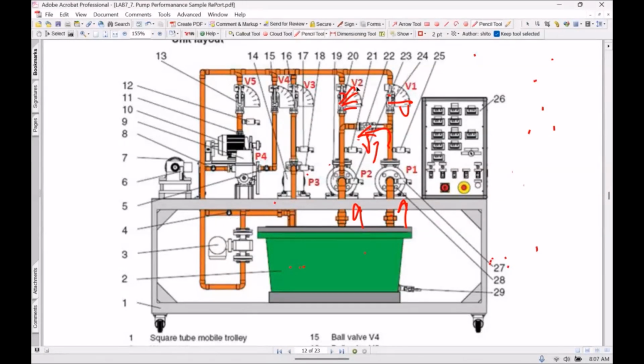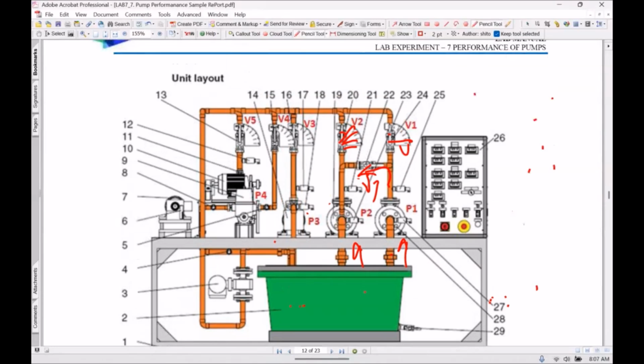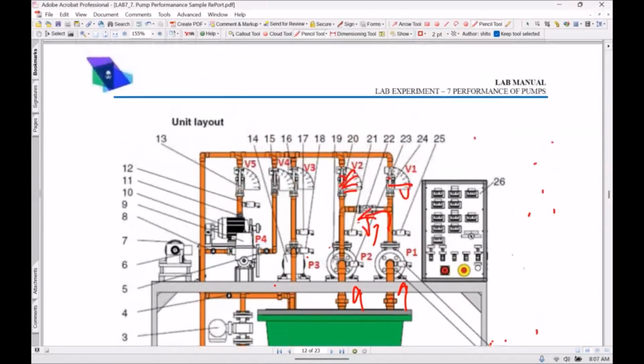Similarly, change the valve position 10, 20, 30, 40% and then record the readings. Then keep this valve close, V7 close, keep this closed like this, keep this closed like this, and open this valve.